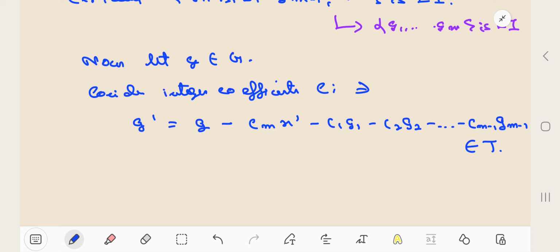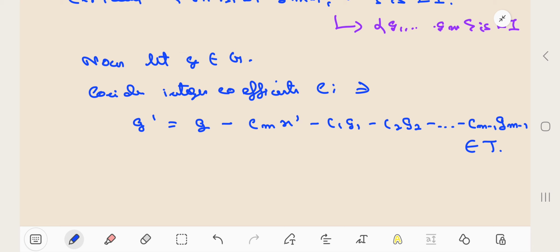And why can I do that? Because I am choosing g to be an element from capital G, right? So I have no restrictions on the coefficients of any linear combination representation of g to be inside the integers.